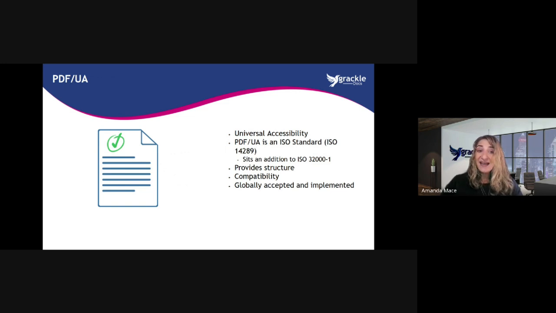So when UA started being contemplated by Adobe and AIM, an American group that works in conjunction with the PDF Association, the goal was to increase the accessibility of content within the PDF context. And to continue my love of quoting standards, and yes, this is where my career has led me, PDF UA is also an ISO standard. So the International Organization for Standardization has an ISO standard, 14298-1, and it's a normative technical standard.